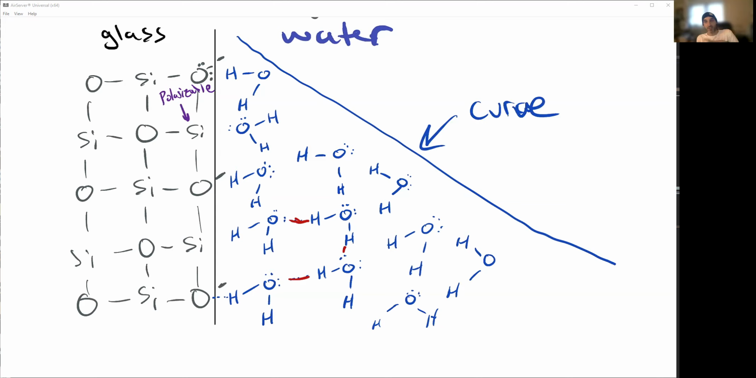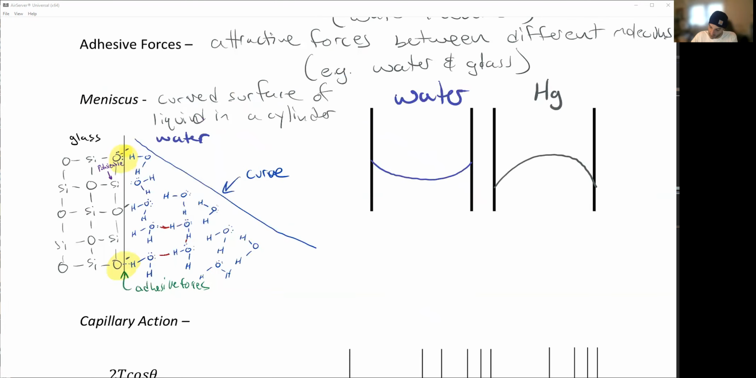So this curve happens because of the forces. This right here is going to be an adhesive force, and those adhesive forces are very strong. When we look at water, we find that those adhesive forces are actually greater than the cohesive forces. We have better bonds with the glass because it's so negative and almost ionic. So the adhesive forces are winning and we see the water climb the glass.